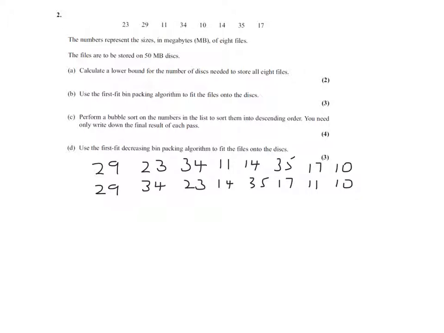Let's go through again. 29 with 34, no, we need to swap. 29 with 23, that's okay. 23 with 14, that's okay. But 14 with 35, no, it's got to be in descending order. 14 with 17, no. 14 with 11, 11 with 10, and so on.